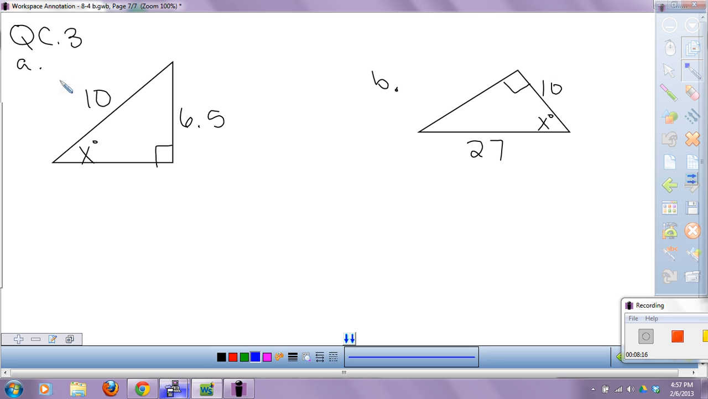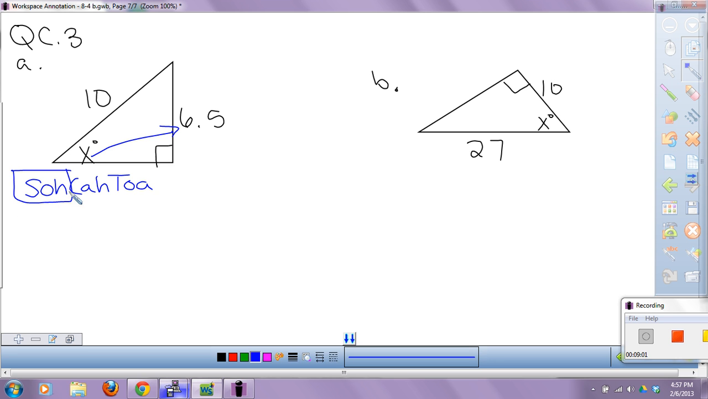Okay, looking at A. We're trying to find this angle right here, this x degrees. Okay, if I'm going to find an angle, my only option is to use my SOHCAHTOA. That's the only way we've learned how to find an angle of a triangle. And I've got to figure out which one of these ratios I'm going to use to find x. I need to look at what parts of the triangle I have in relation to x. So the 6 1/2, that's opposite of x. See how it's across from x. That's opposite of x. And then 10, since it's across from this 90 degrees, that's my hypotenuse. So I have the opposite leg and the hypotenuse, which means I'll be using sine.